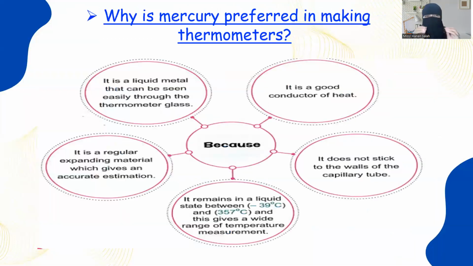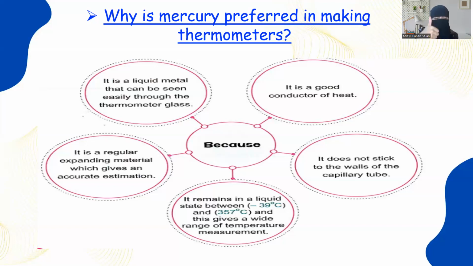So let's see now why we use mercury inside the thermometer. Why mercury? Why not any other liquid like water or alcohol? We can say some important notes about mercury. Number one, it's a liquid metal, and it's the only liquid metal at normal temperature. So it can be seen easily through the capillary tube. That's why we can use mercury.